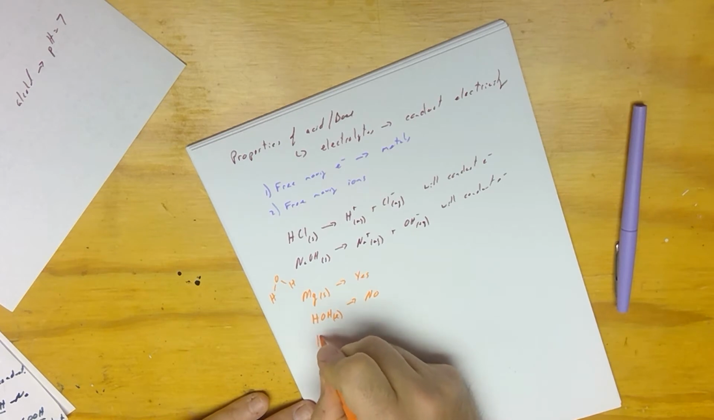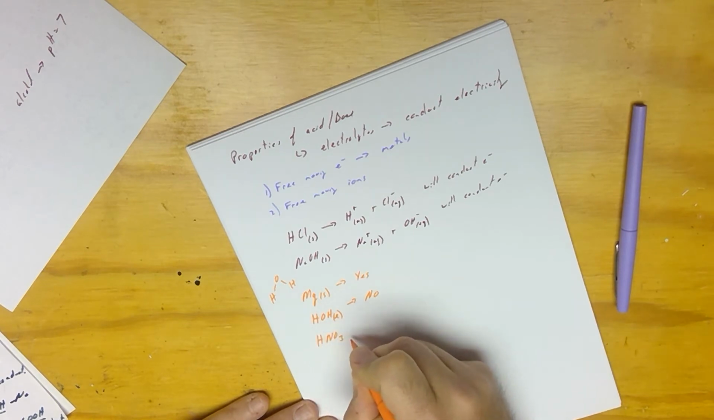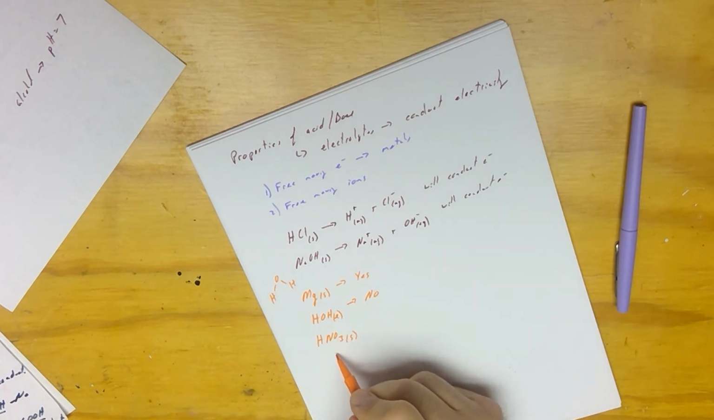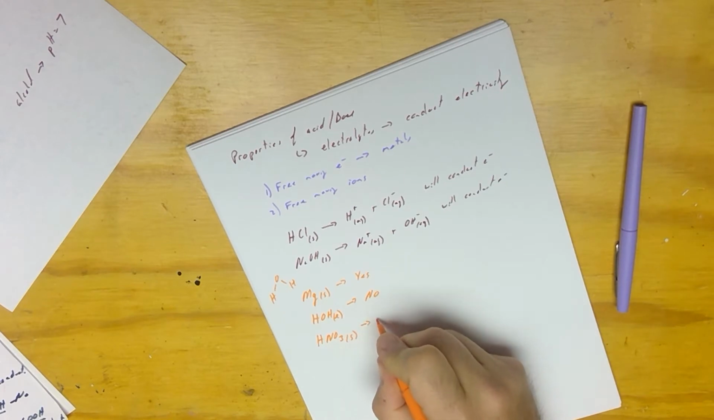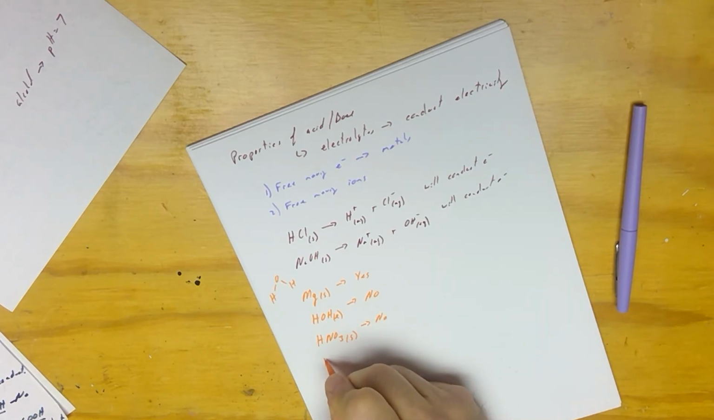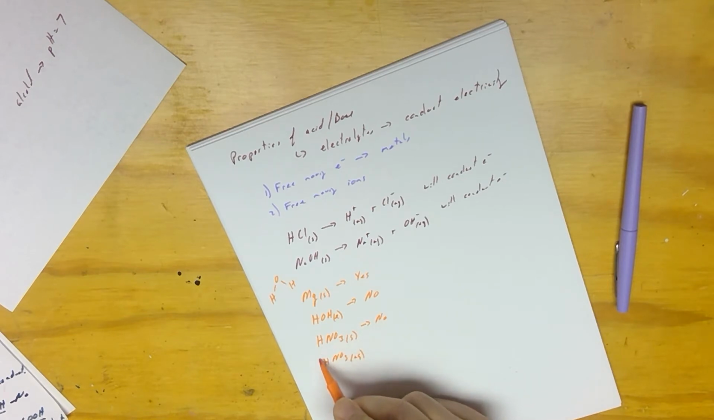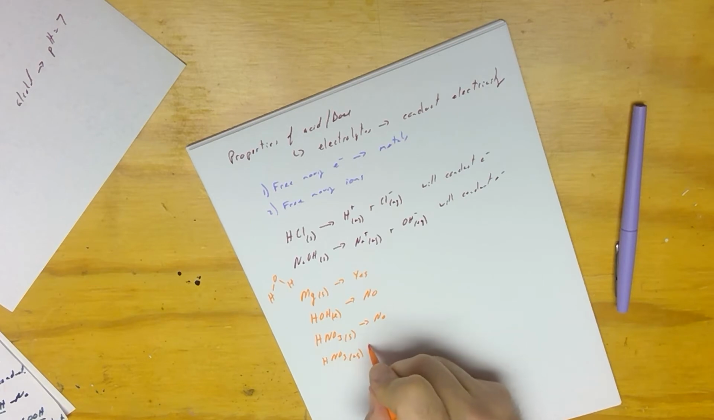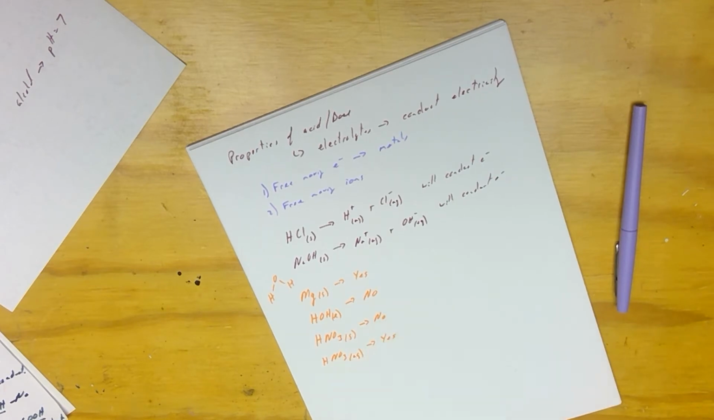How about HNO3 solid? Well, that's an acid, but it's in solid form, so the ions can't move, so this is a no. But what if I do this? HNO3 aqueous. Now I've dissolved that in water, and I get H pluses and NO3 minuses. This will conduct electricity.